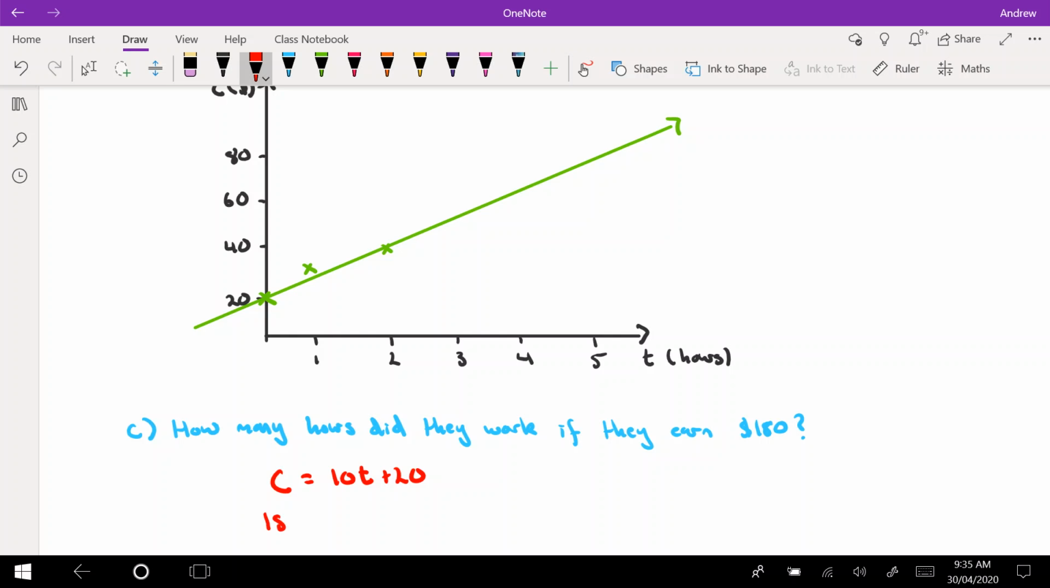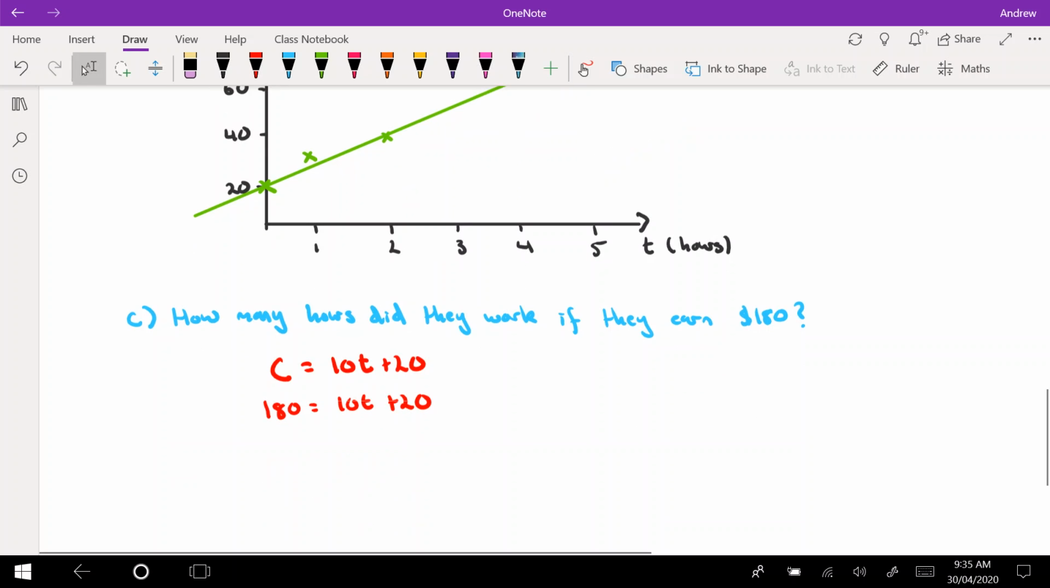We say that 180 is equal to 10T plus 20. And then it's just a matter of solving the equation like we normally would. You take 20 from here, you take 20 from there. So 160 equals 10T. 16 equals T. And so he's worked 16 hours.